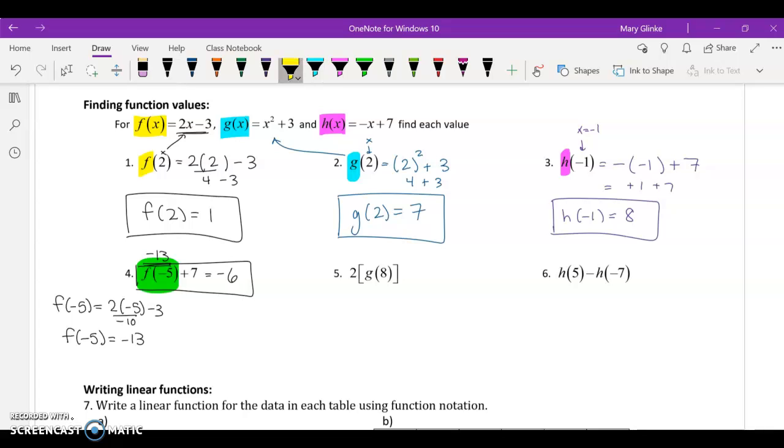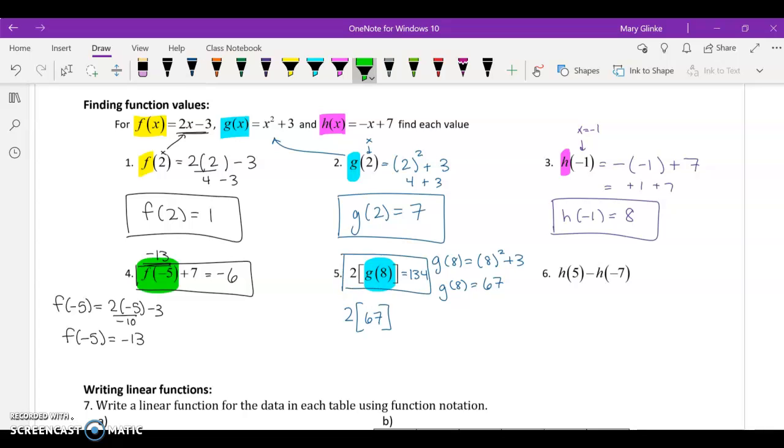So for this next one, what I'm going to do is I'm going to do g of 8. So on the side here, I'm going to figure out what that is first. I'm going to do 8 squared plus 3. So g of 8 is 64 plus 3, or 67. So this problem is saying take that answer of 67 and multiply it by 2. And when you do that, you get 134.